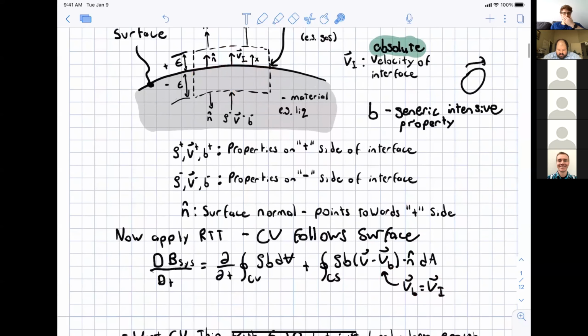Professor, just a quick question. Does epsilon change? Does the size of the CV, even though it's infinitesimally small, change, or could the surface deform as it moves so that the CV would change? No, we don't. In fact, we take the limit as epsilon goes to zero.